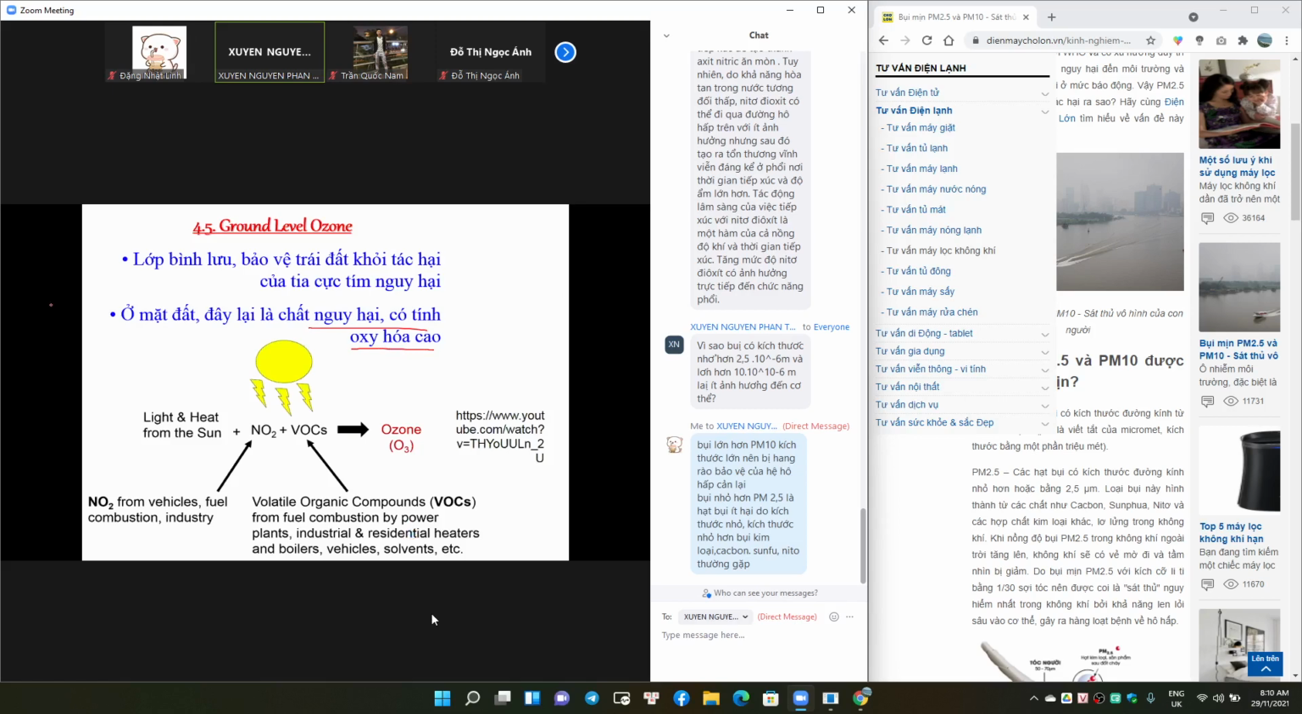Cơ chế tạo ra khí ozone như thế nào: nếu bầu khí quyển chúng ta có khí NO2 và khí VOC. NO2 từ các xe cộ, nhà máy, ống khói. Khí VOC là hợp chất hữu cơ dễ bay hơi, có trong ống khói của những phương tiện giao thông, hoặc các chất hữu cơ, hoặc những nồi đun. Dưới tác động ánh sáng mặt trời thì nó sẽ tạo ra khí ozone.